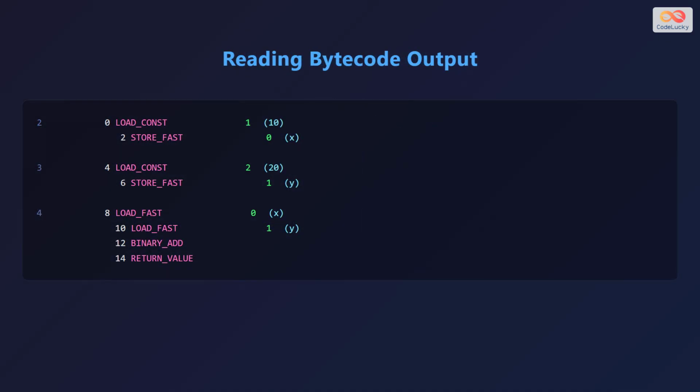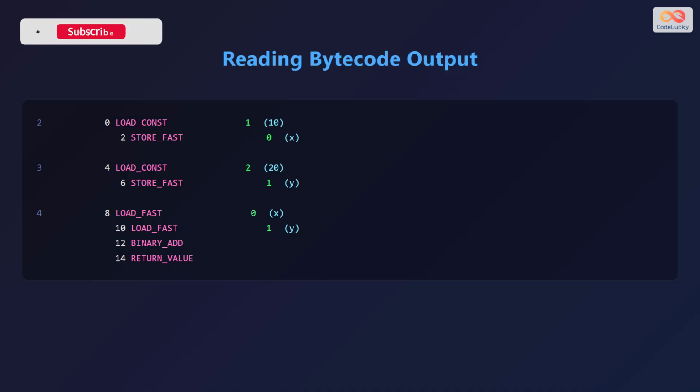Let's understand the bytecode output. The first column indicates the line number in the original source code. The second column is the offset, which is the index of the instruction in the bytecode sequence. The LOAD_CONST instruction pushes a constant value onto the stack. Here, 10 and 20 are loaded. The number within the parentheses is the actual constant being loaded.